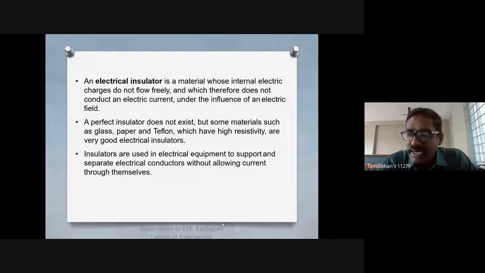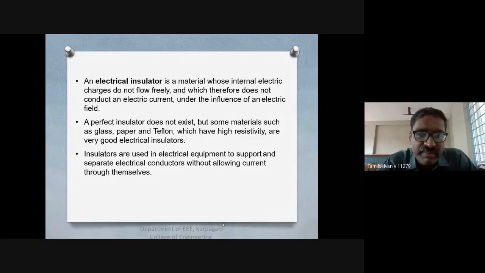But in practice we don't have any perfect insulators. Some materials such as glass, paper, and Teflon have high resistivity and act as very good electrical insulators. We use insulators to support and separate the electrical conductors without allowing the current to flow through them. That is the main purpose of our insulators.